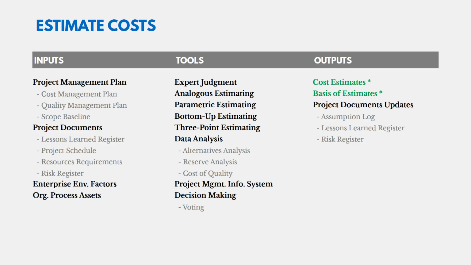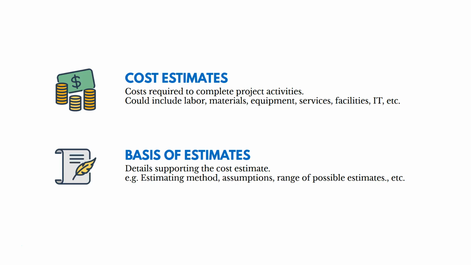Okay, so back to the ITTOs for estimate costs. The key output here is going to be cost estimates and our basis of estimates. Let me explain those for a minute. Cost estimates are the costs required to complete project activities. It could include labor, materials, equipment, services, facilities, and so on. So not just people, but also the materials and such. And then the basis of estimates is the details supporting the cost estimate. It gives us a description of how we came up with that estimate, what assumptions we made, maybe a range of possible estimates too. What's our basis for those numbers? How did we get to those estimates?